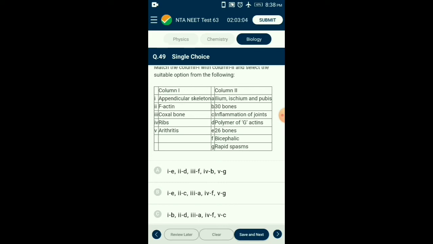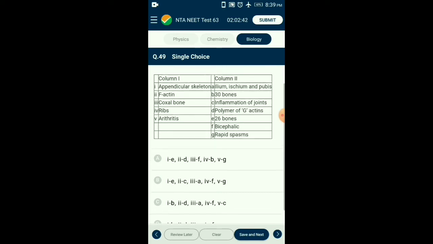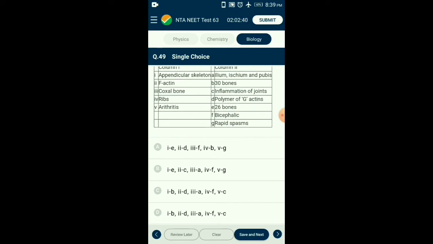Ribs, part of the axial skeleton, are headed on both ends and hence they are called bicephalic. Arthritis is a swelling and tenderness of one or more joints. The main symptoms of arthritis are joint pain and stiffness. Spasms of skeletal muscles are most common and are often due to overuse and muscle fatigue. So the answer for this question is option C. C is correctly matching.